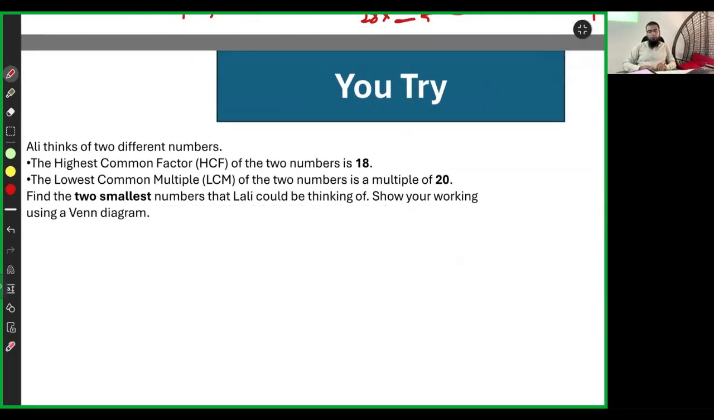Ali thinks of two different numbers. The HCF of two numbers is 18 and the LCM of two numbers is a multiple of 20. Find the two smallest numbers that Ali could be thinking of. Show your working using a Venn diagram.